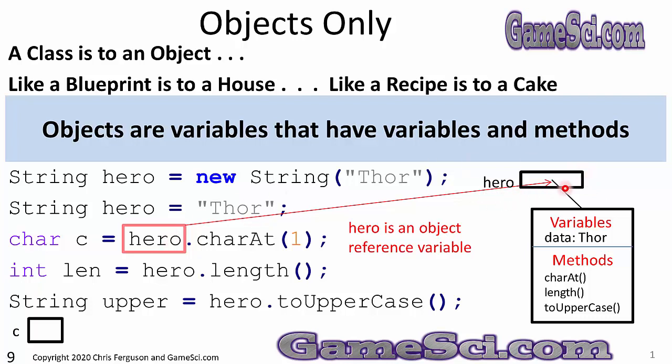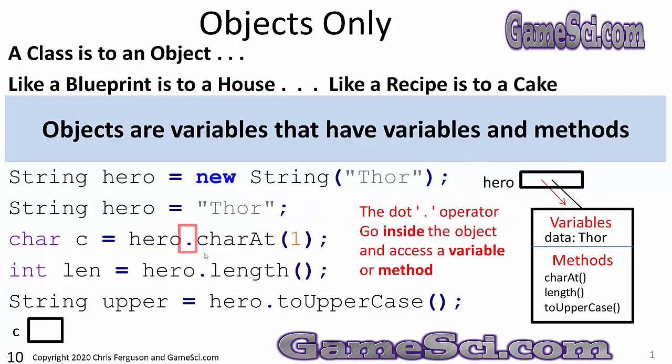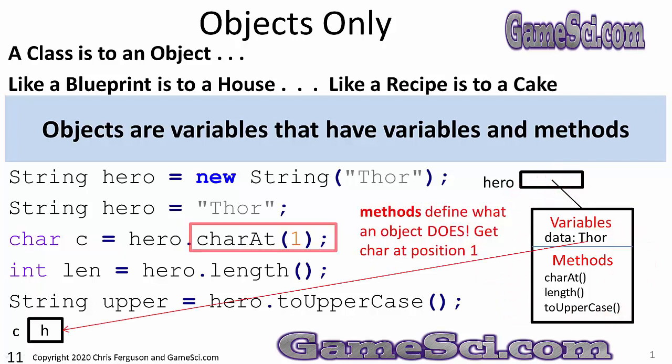We're going to start with this reference variable hero, and then the dot. The dot operator says go inside the object and access a variable or method. So the dot says follow this line right here. I go to hero first, and then the dot says let's go inside the object. The dot takes us inside the object. Once we're inside the object, what do we do? Well, objects have variables and objects have methods. In this particular case, we're going to use the dot to come inside, and we're going to access the charAt method.